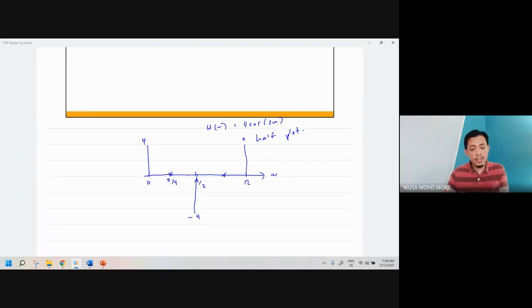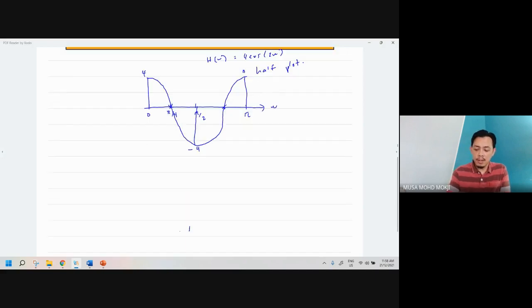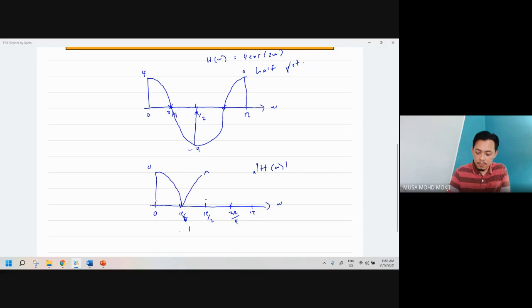Because we know the shape of a cos, we can get the whole plot. So this is H(omega). It has positive values on the y-axis and negative values on the y-axis. Then to have a half plot on the magnitude response, you just make everything positive. This is pi over 4, 3 pi over 4. This is 4, another 4, another 4, and this is a 0, this is a 0. That will be your magnitude.